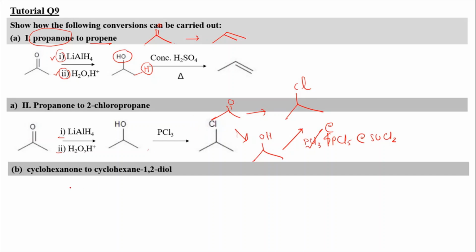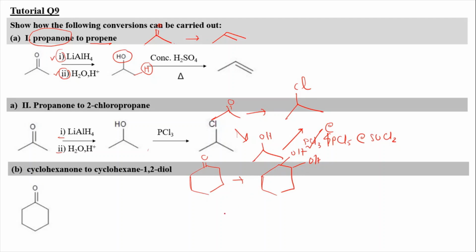Okay, and now for 9b, I have the cyclohexanone. So cyclohexanone is as shown here, which is a 6-carbon cyclic compound, and then we'll have a ketone here. And then I need to produce it into 1,2-diol. Okay, so I need to convert this one into this one.